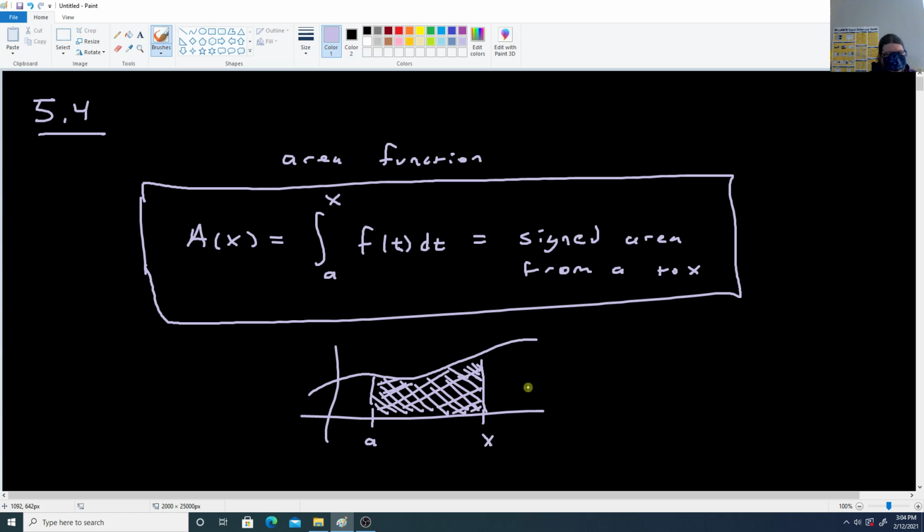It's going to be the signed area. So if this part dipped below the x-axis, say we had something like this, and a maybe is here and x is out here, this part of the area would be positive, so that would add to the value. This part of the area we would consider like negative area, so this would cancel out that part. So it's the signed area from a to x.